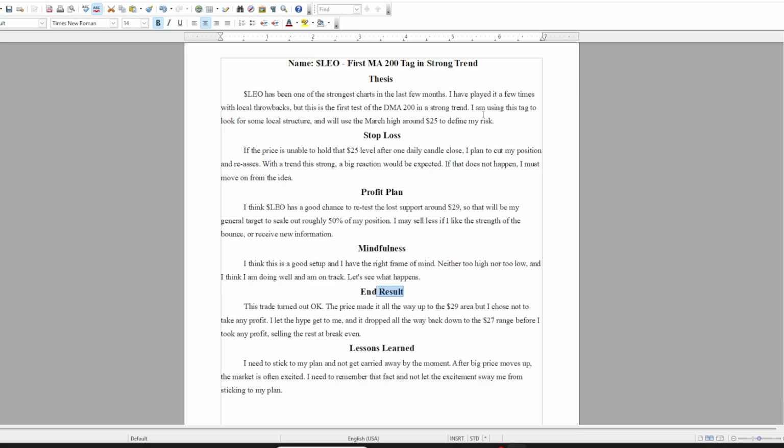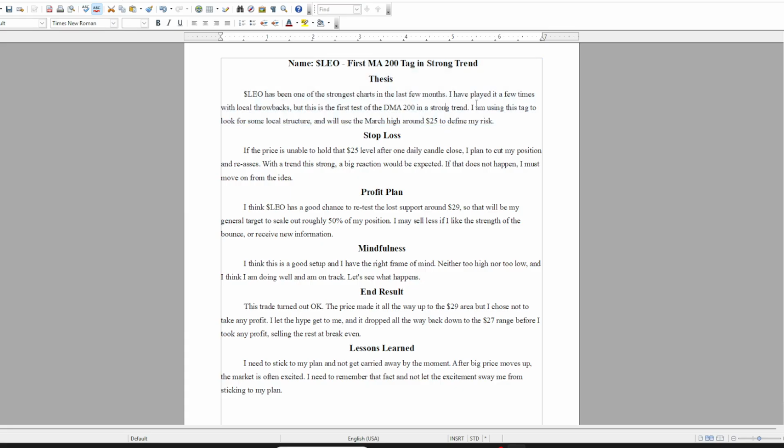And so the thesis is explaining that it's been a strong chart, and I've played it a few times. It's a chart I've been watching, I have muscle memory on. But this is the first test of the DMA 200. So DMA means daily MA 200 as opposed to WMA or WSMA, which would be weekly MA 200. And so the idea here is that this is an area of interest. It's testing the long-term moving average.